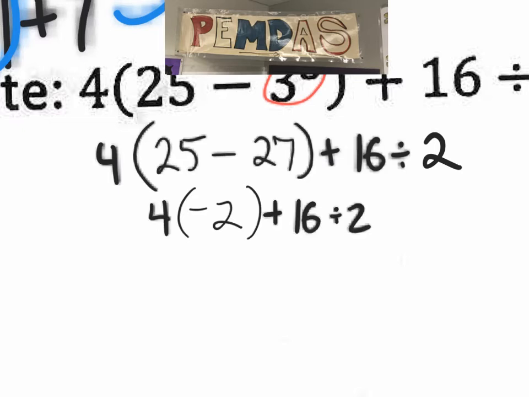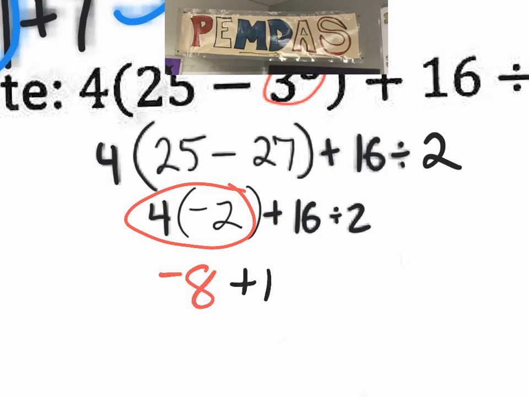So now we're faced with multiplication, addition, and division. What do I do first? Multiplication, right? And sometimes division could come first. It all depends on what comes first from left to right. But from left to right, I have multiplication first before division. So I am going to multiply first. What is 4 times negative 2? Negative 8.